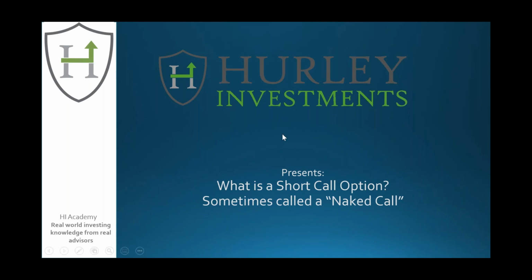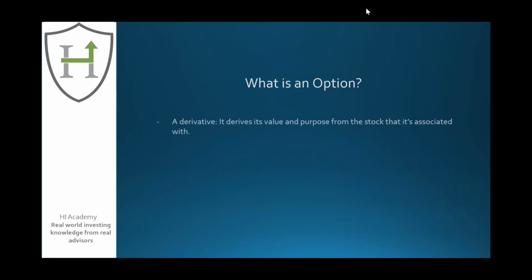For those that are new to options, what is an option? It's a derivative that derives its value and purpose from the stock that it's associated with. There are something called Greeks that I will do a Greeks class for you, but for the most part, to keep it simple, it's a derivative that derives its value and purpose from the stock that it's associated with.